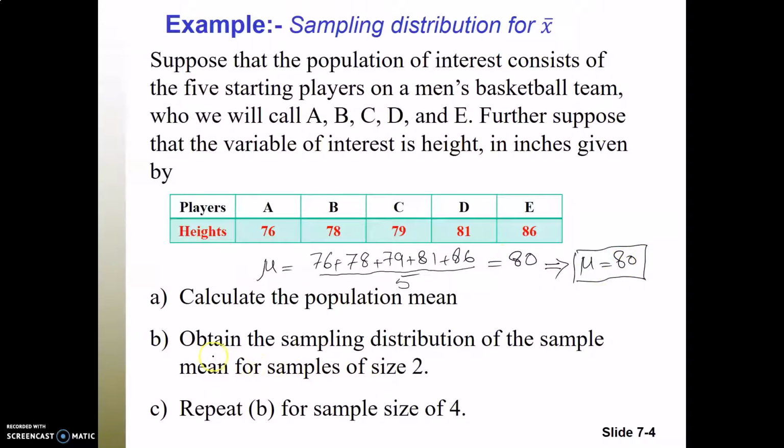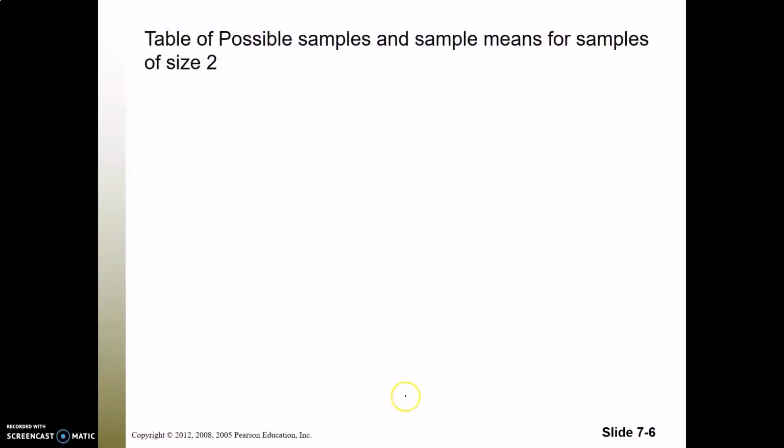Next, we obtain a sampling distribution of a sample mean for a sample of size 2. That's what we're going to do now. Let's see how we're going to do that. We find all the samples of size 2. What I mean by a sample of size 2: we have 5 starting players. Let me write here A, B, C, D, and E. These are the names of the 5 players.